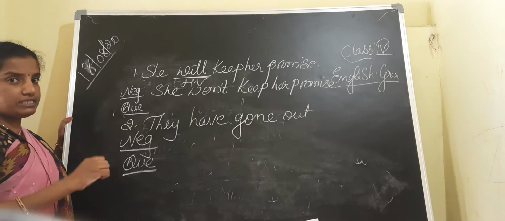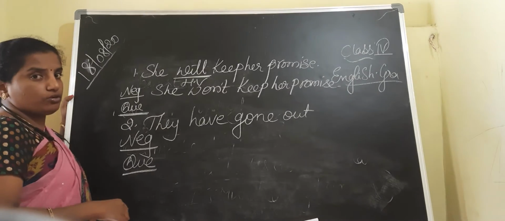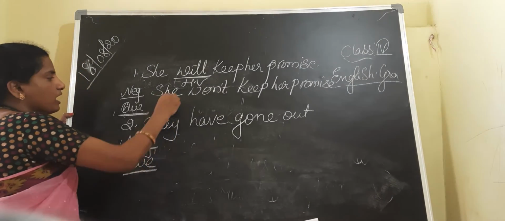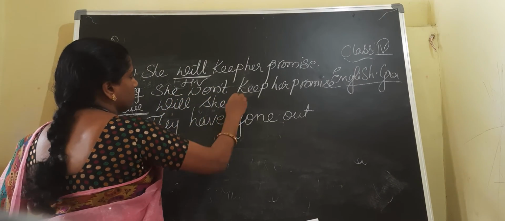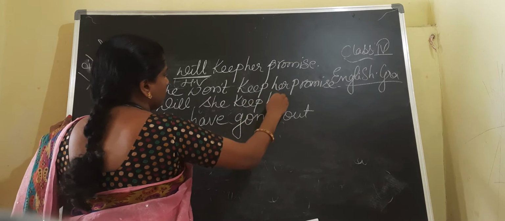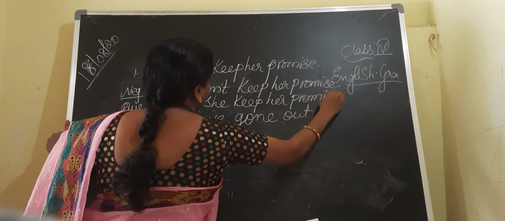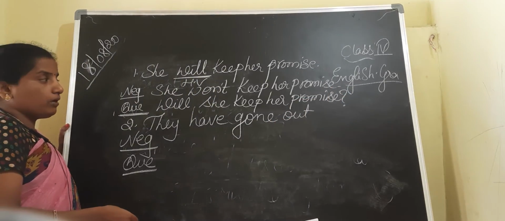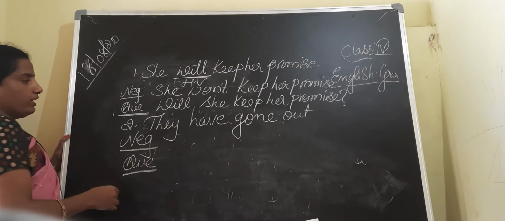Coming to the next point. Which form have I asked you here? Question form. So we have to start our question form with will. Will she keep her promise? You have to keep the question mark at the end.